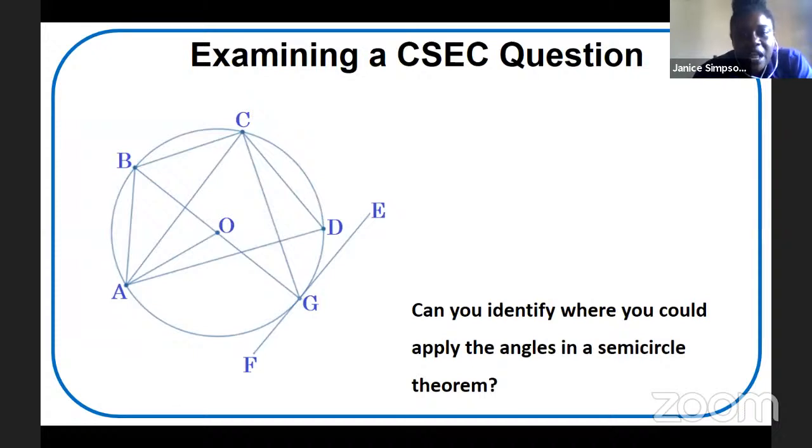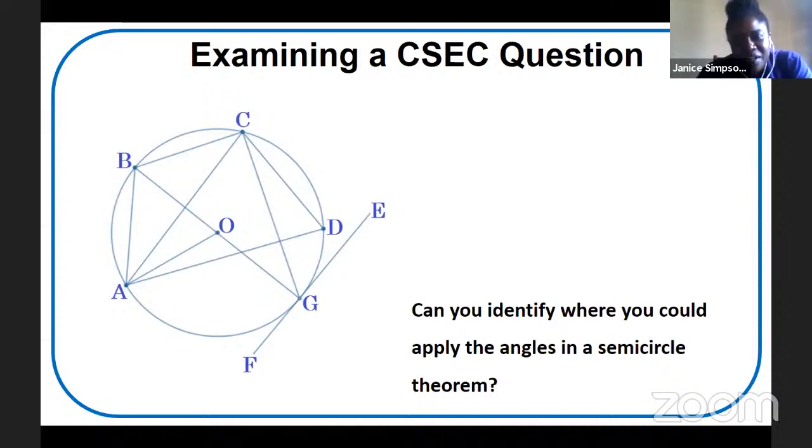Can you give me the lettering for the diameter in this diagram? A chord that is the diameter in this diagram. BOG. All right, so that is the diameter. So you have to identify the diameter. Thank you. Now, which angle is at the circumference and is standing on that diameter? Give me three letters for that angle.